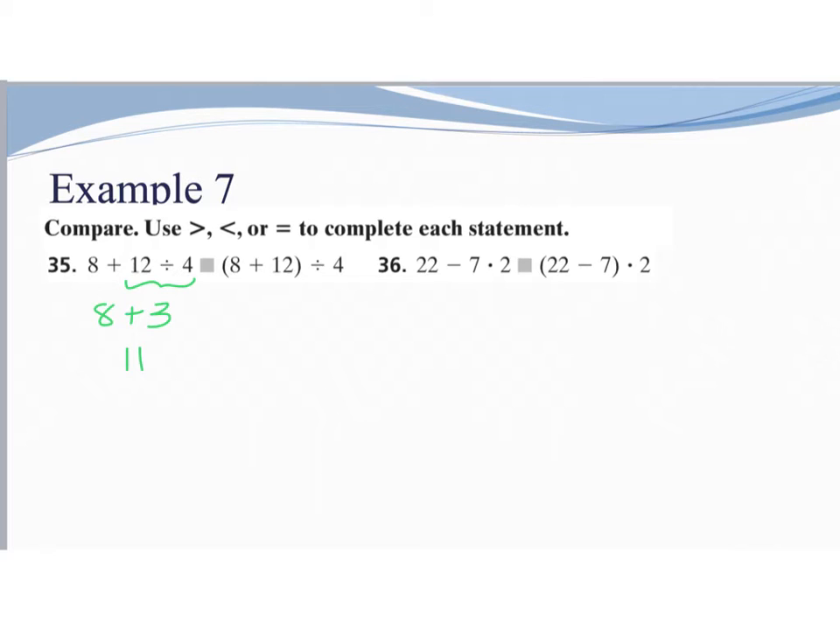Now I'm going to look at the other side, and I can see I have a set of parentheses. Parentheses are going to have to be done first, and I have 8 plus 12, which is 20. Then I'm going to divide that by 4, and 20 divided by 4 is 5. Now when I compare these two numbers, I can see that I have 11 here and 5 here. So 11 is going to be greater than 5.